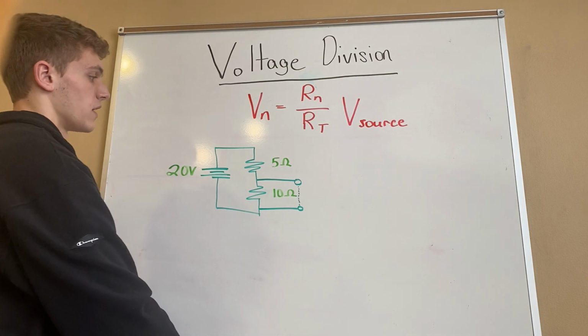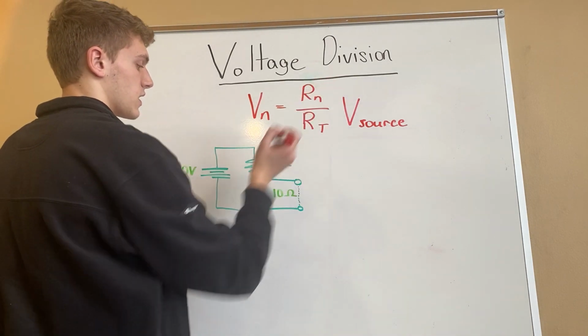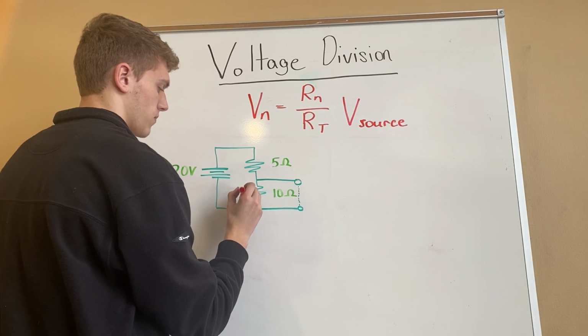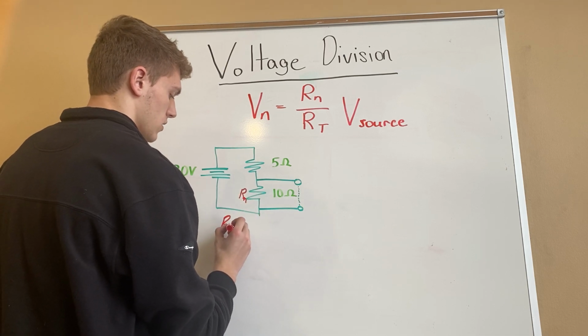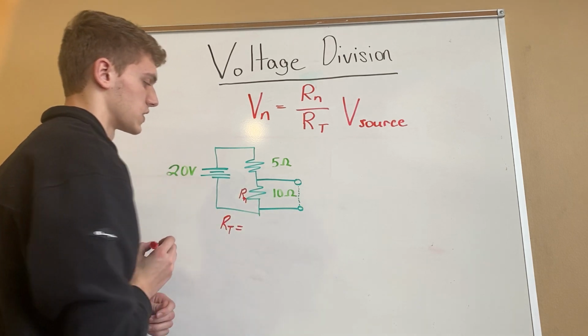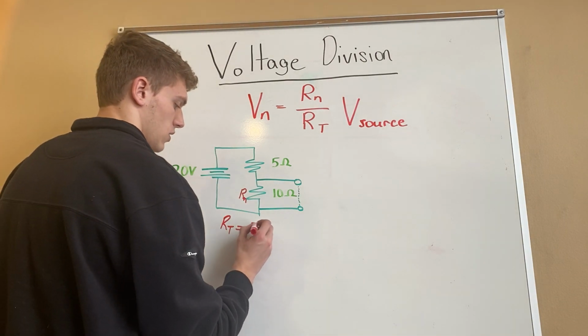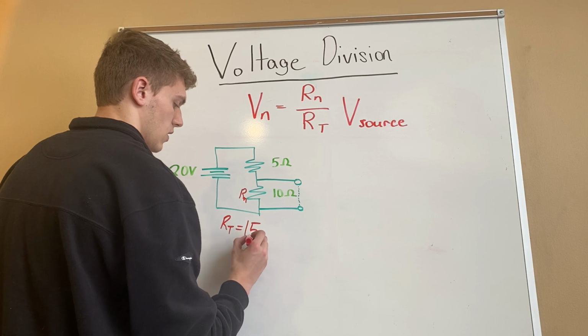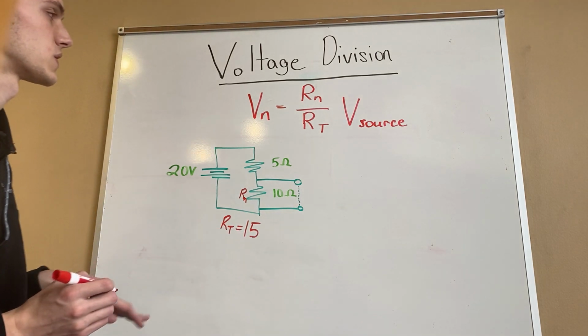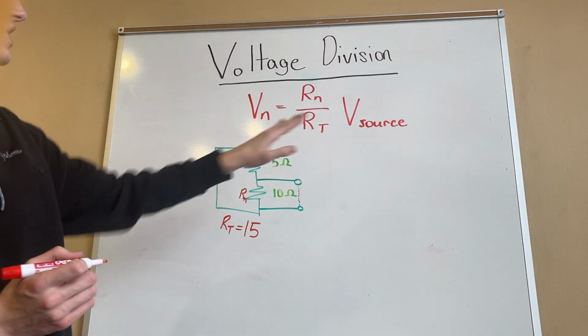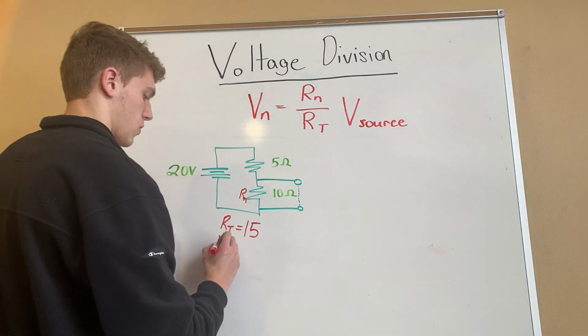Rn is going to be the resistor that we're looking for. So in this case, this is our Rn. Rt is going to be our total resistance. As you can see, we have a 5 and a 10 ohm resistor, so we're going to have 15 ohms resistance. Our Vn is what we're looking to find, and our V source we're going to be given as 20.